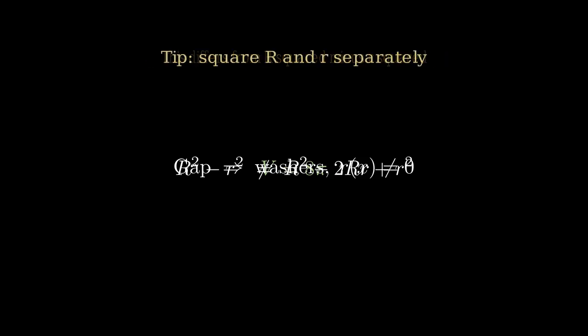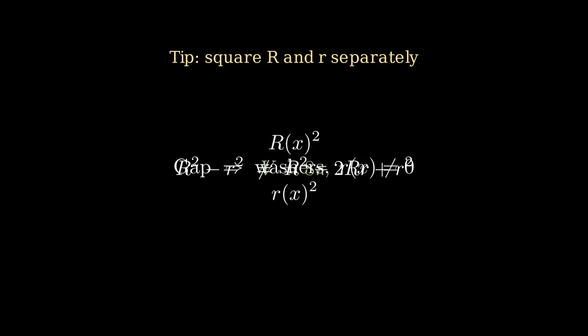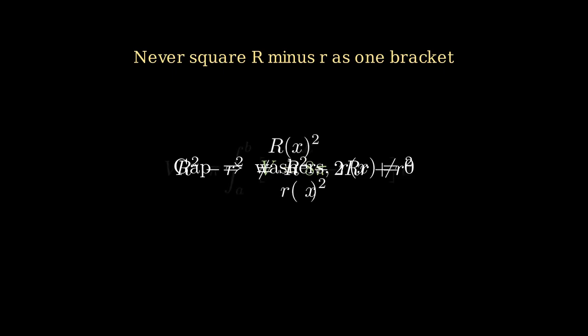So here's the teaching tip to avoid that mistake. Write R(x) squared and r(x) squared as two separate, fully expanded terms, each on its own line, before you subtract them. Never square a combined bracket of R minus r. Always square each radius on its own first.